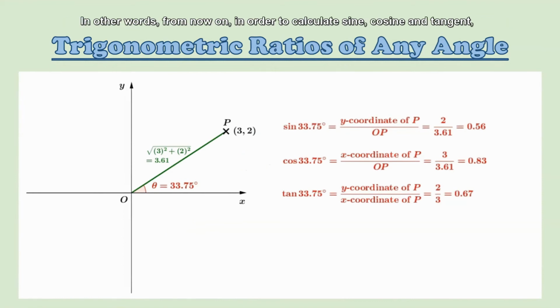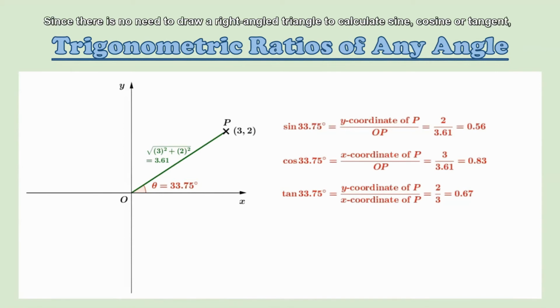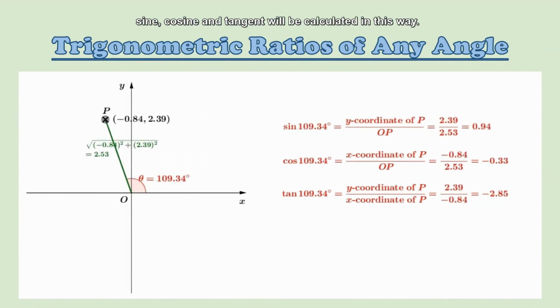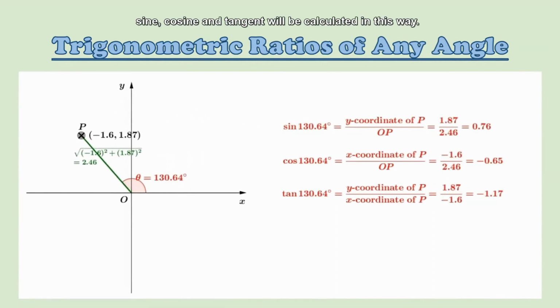In other words, from now on, in order to calculate sine, cosine, and tangent, there is no need to refer to a right-angled triangle. Instead, we can refer to the coordinates of P in this coordinate system. Since there is no need to draw a right-angled triangle to calculate sine, cosine, or tangent, that means theta can be any angle. It can be greater than 90 degrees or even a negative angle. For example, for angles greater than 90 degrees, sine, cosine, and tangent will be calculated in this way.